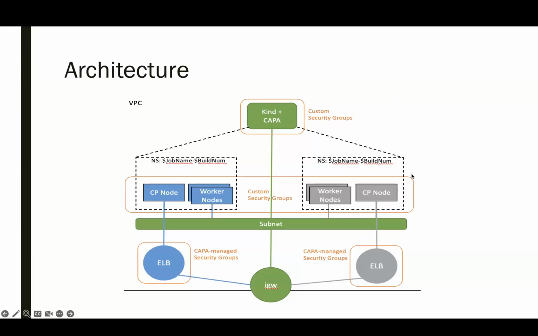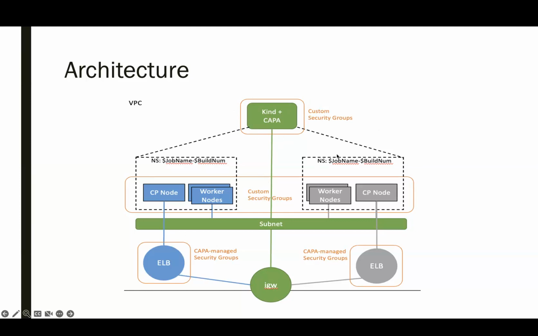This is a general architecture diagram for the CAPA jobs that we have. Inside a VPC in AWS, we have a bootstrap VM, on which a kind cluster runs that acts as a CAPA management cluster. Inside that management cluster, we can create multiple worker clusters. And on that worker cluster, we can run the Antrea matrix compatibility test, or any other test like E2E conformance or network policy. So we can create multiple workload clusters inside a management cluster.